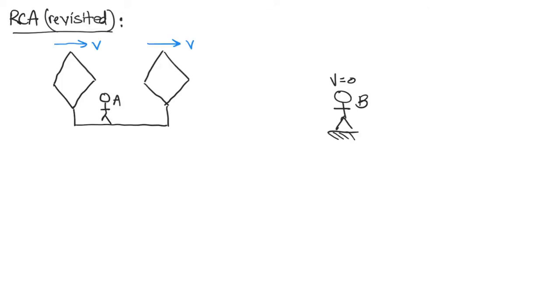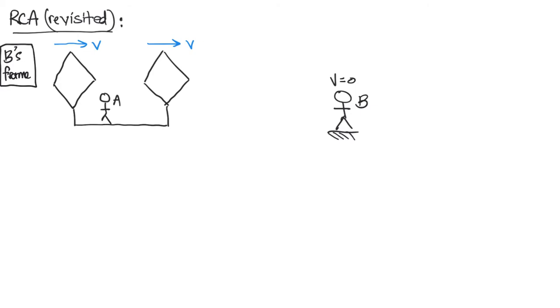Let's refresh our memory a little bit on the rear clock set ahead. Our setup here is that we have Bob, who's standing at rest on the ground, and we have Alice, who's standing at rest on, let's say, a space platform. On either end of the platform, we have a clock. Now in Bob's frame, and I have to identify that this is in Bob's frame, always label your frames, Bob is at rest, and the platform is moving to the right at some speed v.